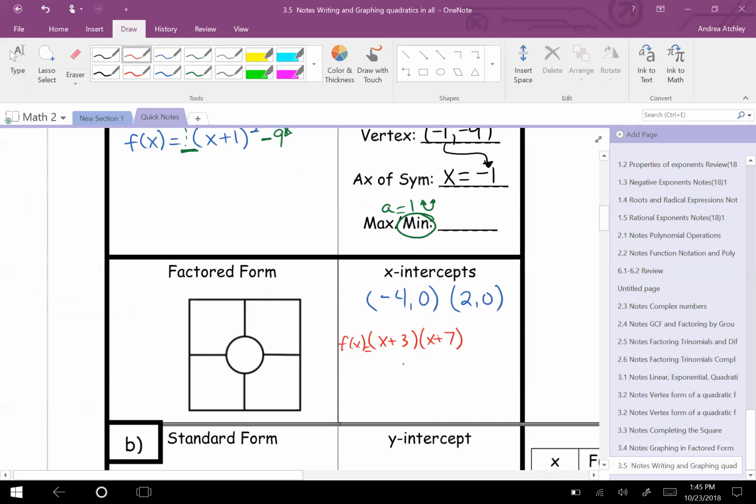How did I find the x-intercepts here? Or what would the x-intercepts be if I gave this to you? I get x plus 3 equals 0, and then x plus 7 equals 0. So what would my x-intercepts be? -3 and -7. So I would have -3 and 0, and then -7 and 0. What I'm asking you is I gave you this. How would it look like in this? How are these two related? The x-intercepts and my factored form.